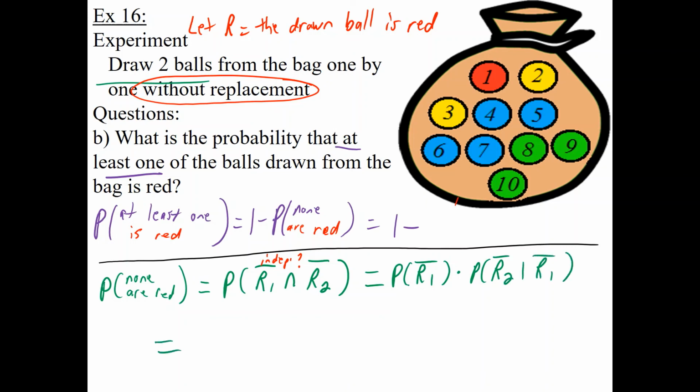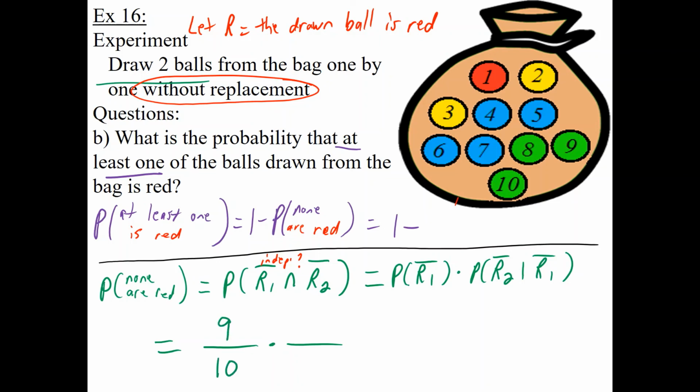And now we figure out what these numbers are. So the probability the first one is not red. When you go to draw the first one, well, there's only one red. So how many non-reds are there? There are 9 non-reds. So 9 non-reds out of 10 total.